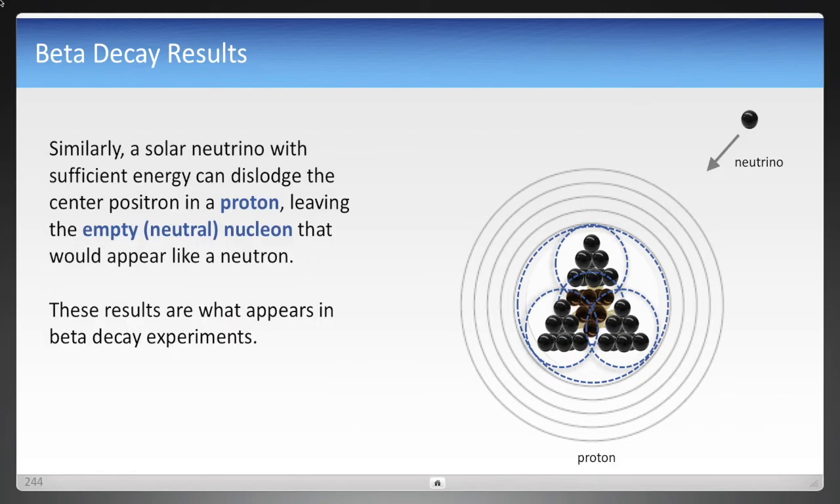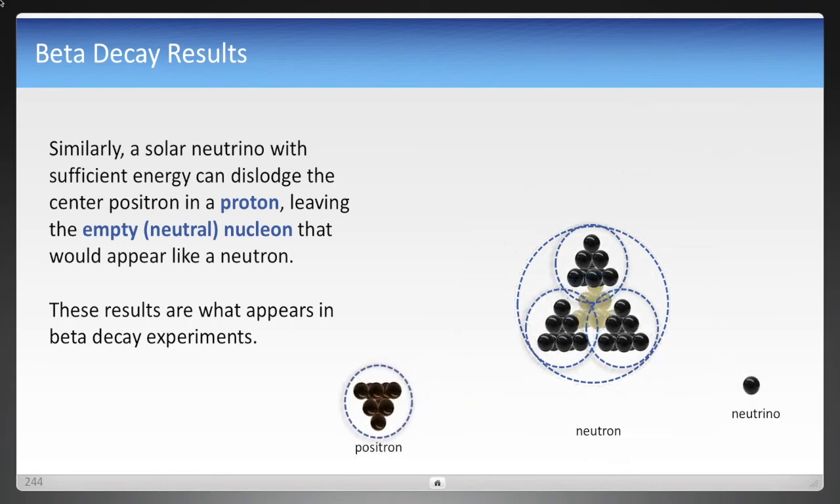And likewise, another beta decay experiment is that a solar neutrino can dislodge, probably takes more energy, the positron now from the center. And now it's the empty nucleon, which by the way is going to have a neutral charge again, and that's exactly what appears in beta decay experiments. Now this arrangement, this neutron, could still appear like a neutron, but this is not the one that would be stable as we get into atomic element formation, so this would be a free neutron.